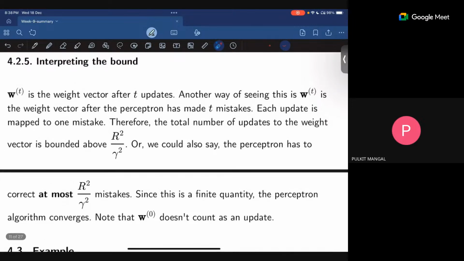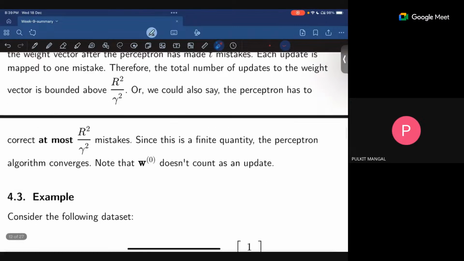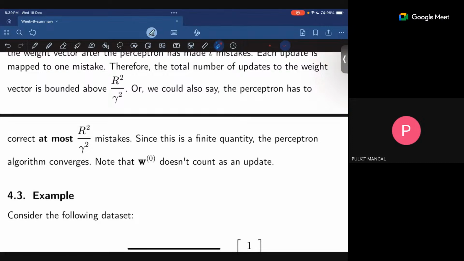So the same thing that I said about the bound written here: WT is the weight vector after T updates. Another way of saying it is the weight vector after the perceptron has made T mistakes. Each update is mapped to one mistake, and the total number of updates to the weight vector is bounded by R square by gamma square, because the total number of mistakes is the total number of updates. So we can say that the perceptron has to correct at most R square by gamma square mistakes. And because it is a finite quantity, the perceptron algorithm will converge.